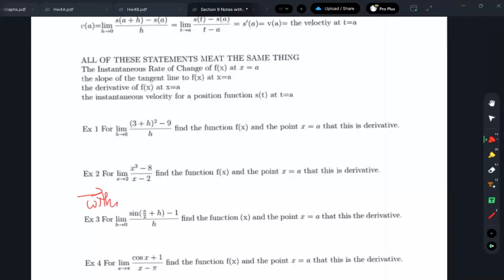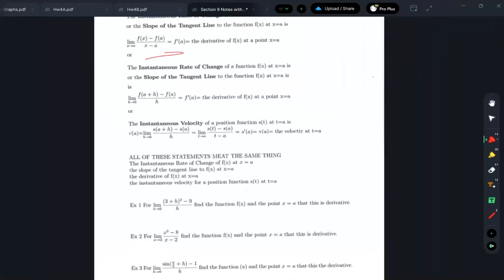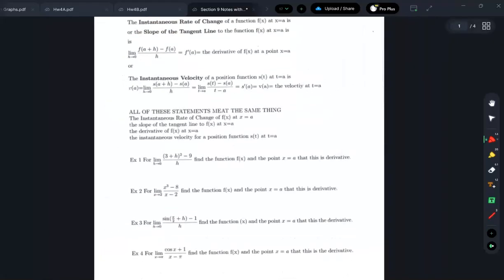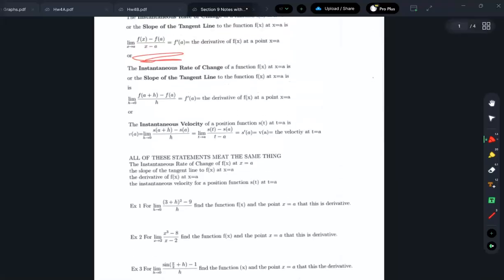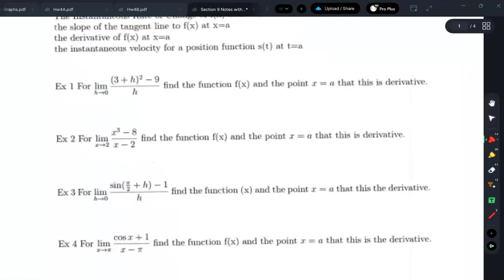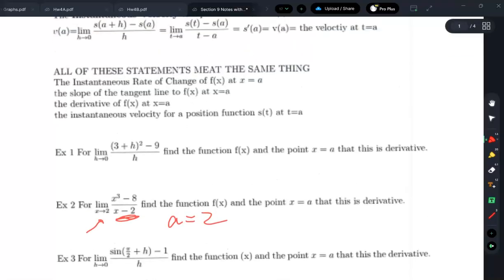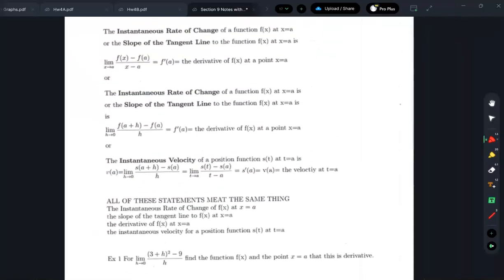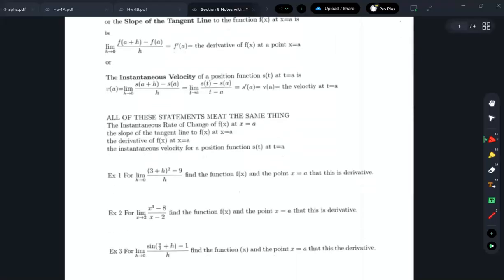I want to figure out, is this with h or without h? So this is without h, because there's no h down here. So I'm going to make it match f of x minus f of a over x minus a. Can you see this is x minus a? So a must be 2. It's right there, because it's the limit as x goes to a. Then this is supposed to be f of a. The f of 2 should be 8. I think that's the function right there. So a equals 2 and f of x is x cubed.